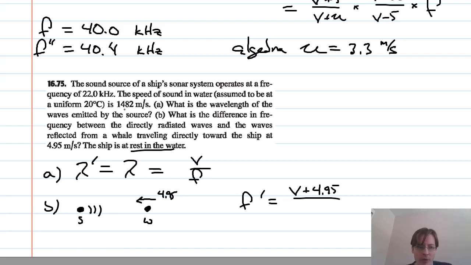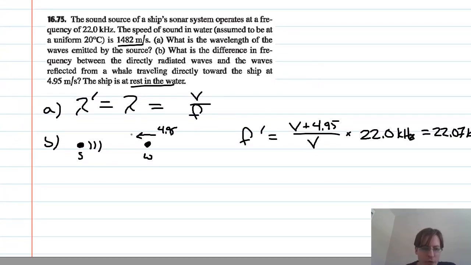v is the speed of sound in the water, which is over 1,400 meters per second. I have to divide by v minus vs, but the source isn't moving, the ship isn't moving, so it's dividing by v. That multiplied by 22 kilohertz gives me a frequency which is equal to 22.07. Okay, that's the first Doppler shift. That's the frequency that the whale hears.